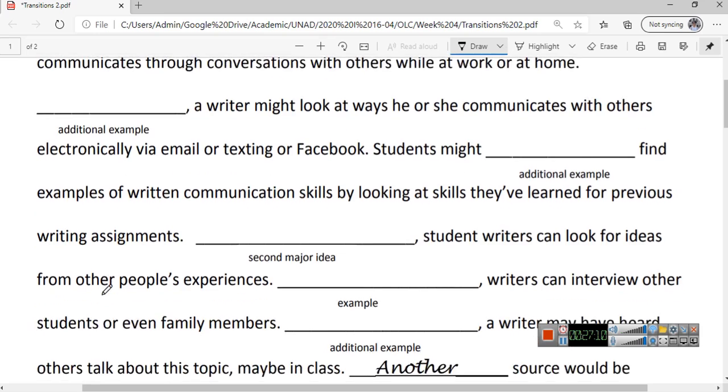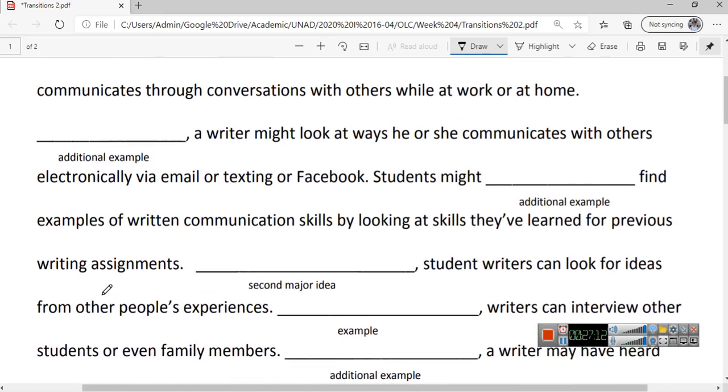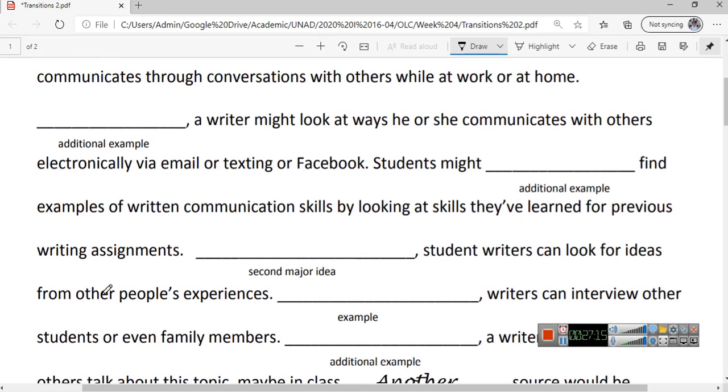Now we need another example. And here I have: a writer might look at the ways he or she communicates with others electronically via email or texting or Facebook. If we use, for example, let's look at it. For example, a writer might look at ways he or she communicates with others.